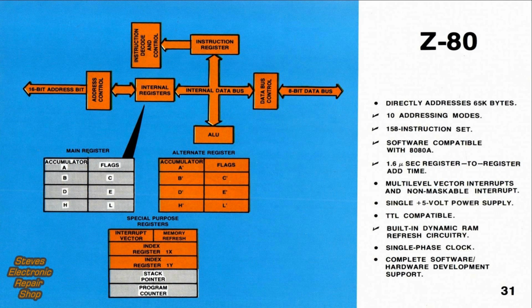Important features are checked on the right. They include 10 addressing modes and a whopping 158 instructions. Of course, the Z80 is software compatible with the 8080 and has a 1.6 microsecond register add time. We don't want to overlook the built-in refresh circuitry.